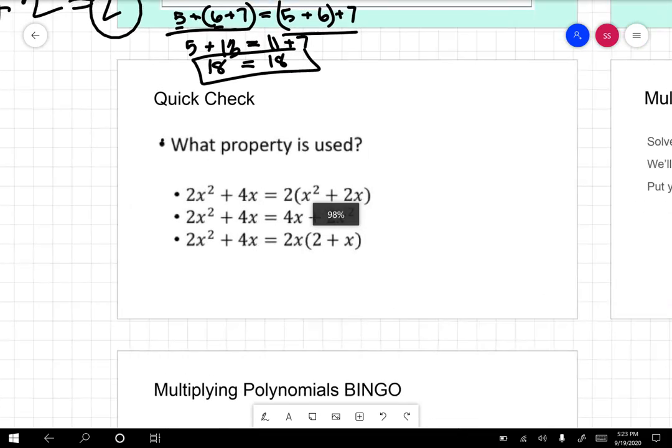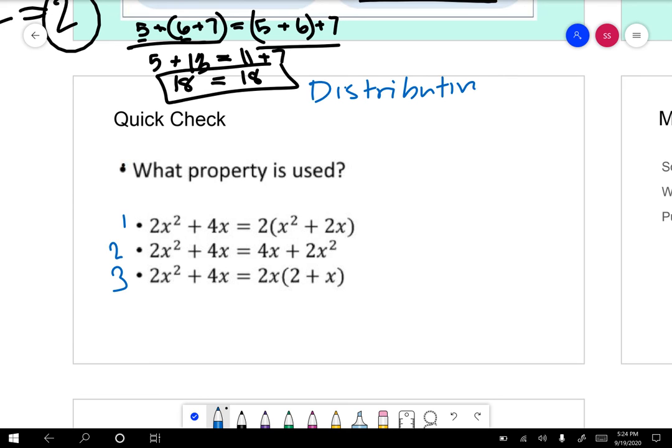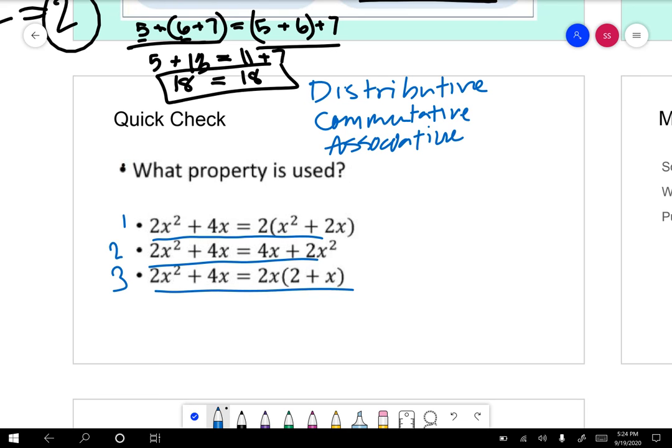So let's just do a quick check. I want you to look at each of these expressions. We'll call them number 1, 2, and 3. Look at each of those and try to identify which property is used. The properties we've talked about today are distributive, commutative, and associative. So try to identify which property is being used in each one. Pause, try that, and then come back.